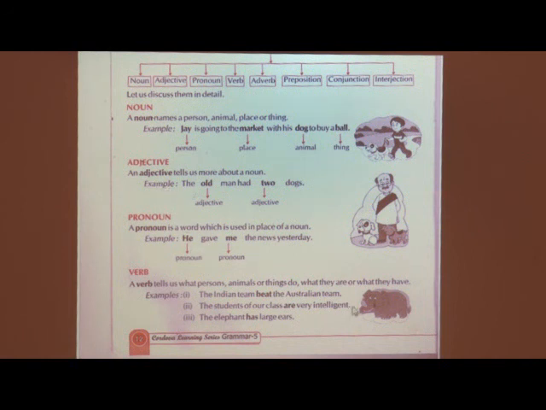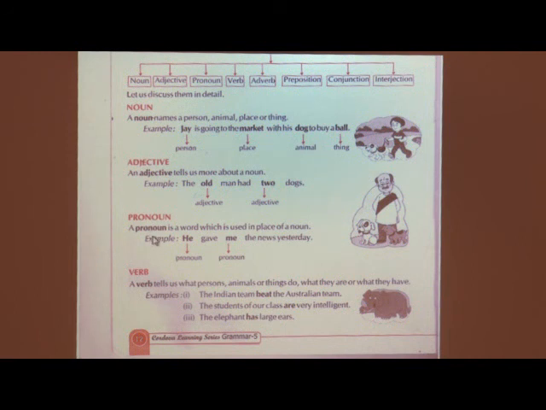Let us move to the third part of speech, that is a pronoun. What is a pronoun? A pronoun is a word which is used in place of a noun. If I want to tell something about a noun, I am not going to use the name of that person, place, animal or thing again and again, repeatedly. I am going to use some other word instead of a noun, instead of a name. So, what will that be? That is called a pronoun.